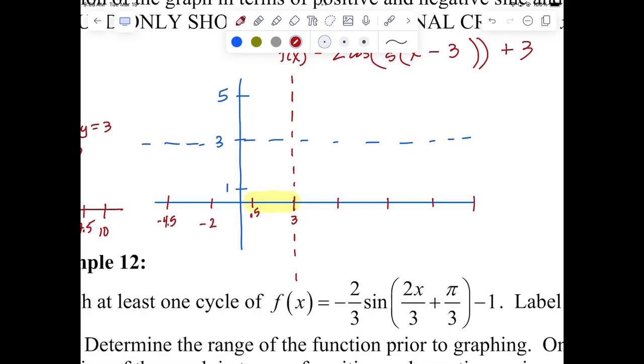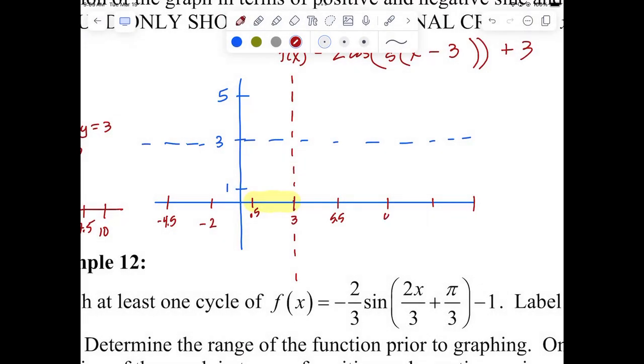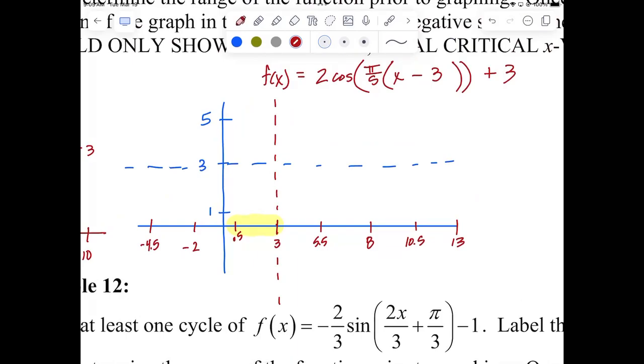2.5. So what's the next one? 5.5. And then 5.5 plus 3? 8. And then 8 plus 2.5? 10.5. 10.5 plus 2.5? 13. And we can keep going if we wanted, right? Okay, so now we have what I remember before spring break. I called it setting the table. This graph has the new x and y axis shown.